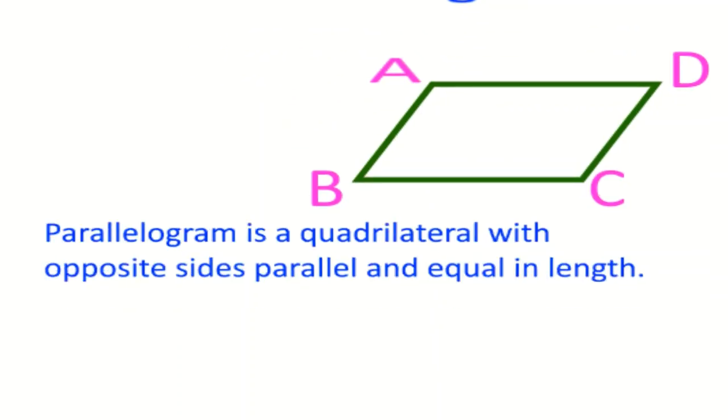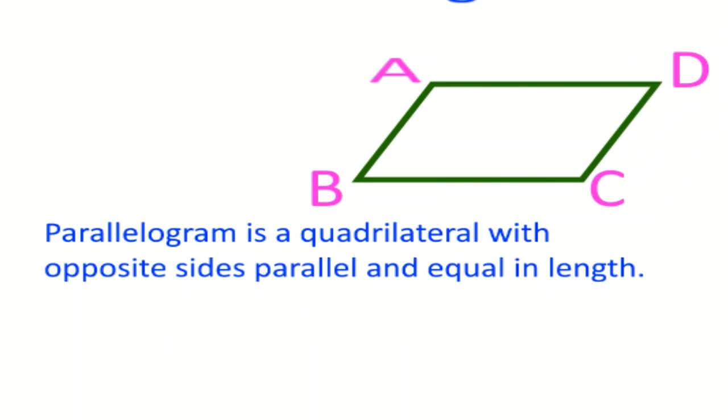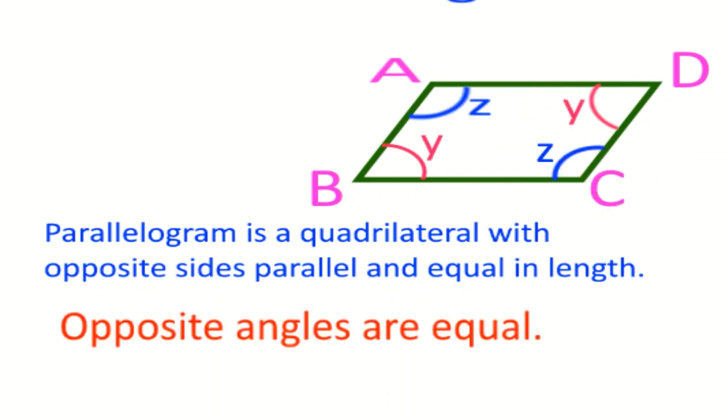A parallelogram is a quadrilateral with opposite sides parallel and equal in length. Quadrilateral means a polygon with 4 sides. The sides are AB, BC, CD and DA. In a parallelogram, the opposite sides AB and CD are parallel and equal in length. Like that, the opposite sides AD and BC are parallel and equal in length, and also the opposite angles of a parallelogram are of equal measure.